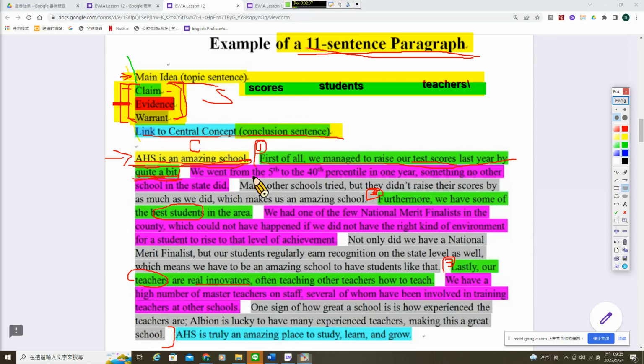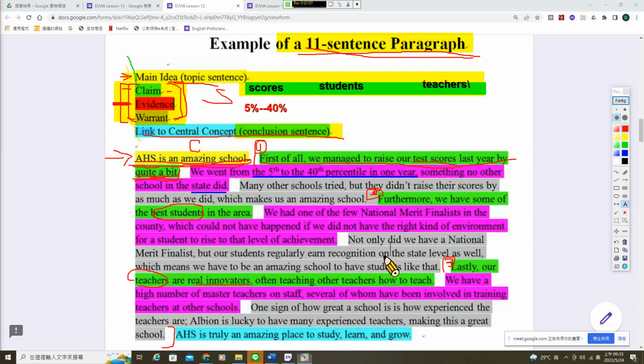We went from the 5th to the 40th percentile in 1 year. Wow, that's great. Something no other school in the state did. So you can imagine this. The first one is the increase of the score from 5% to 40%. Wow, that's great. Up, up, and up, right? So this is evidence number 1.